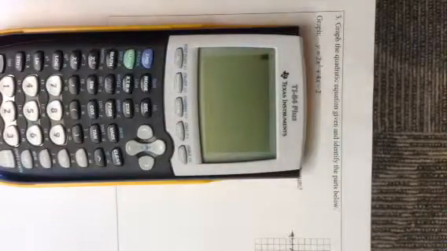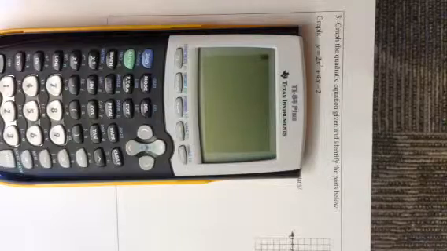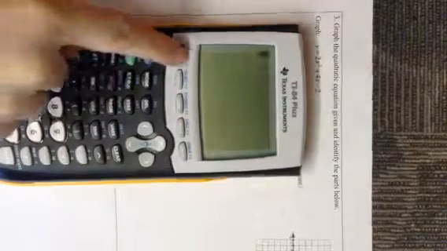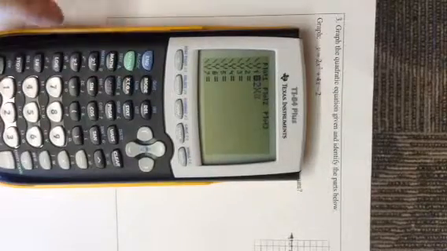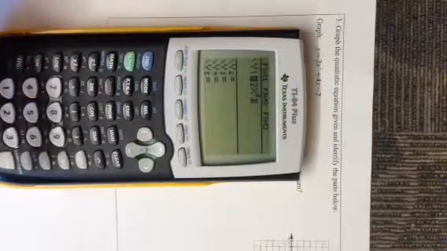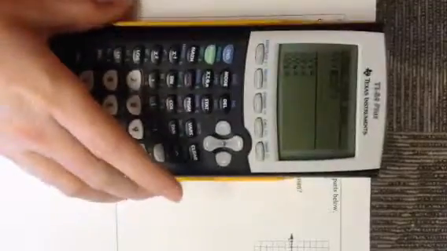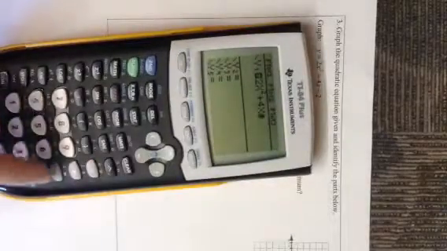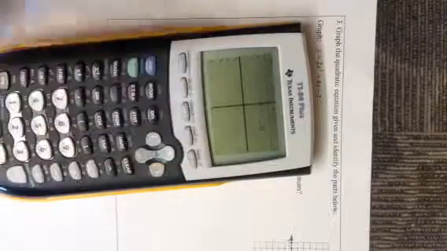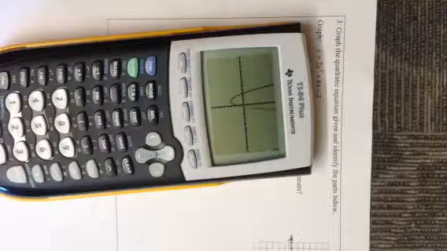All right, problem number 3 is going to be the one I suggest you use your calculator for. So to graph this equation, we need to push y equals and type it in. So we've got 2x squared plus 4x minus 2. And I can push graph and take a look at the picture.